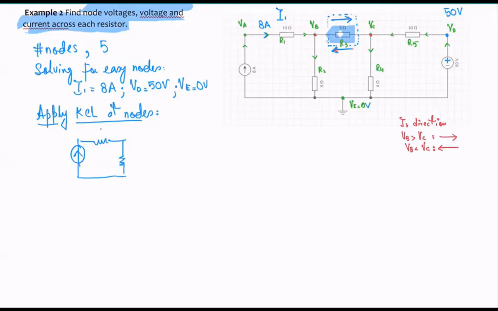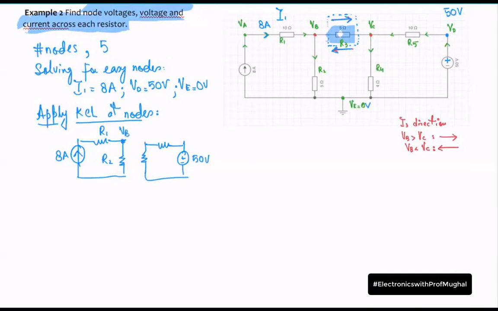Correct? So this is going to be R1, this is going to be R2. I have 8 amps over here. And the right part of the circuit will look something like this. This is your 50 volt source. Remember, this is your VB here, this is your VC here, this is your R5, this is your R4, okay?